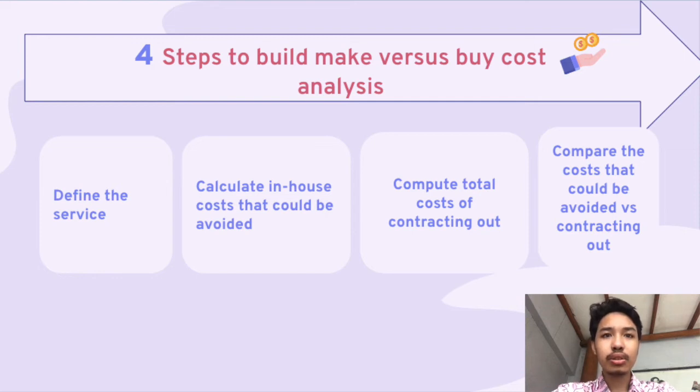The second step is to calculate the in-house costs that could be avoided by contracting out the service. In this step, there are two things that should be done. First is to itemize the full cost of the service, including all the direct and indirect costs. Then, use the list as a basis to determine the cost that would be saved if it is contracted out. The costs that can be saved are further divided into two. First, the cost that can be eliminated immediately, and the cost that can be eliminated after a transition period.